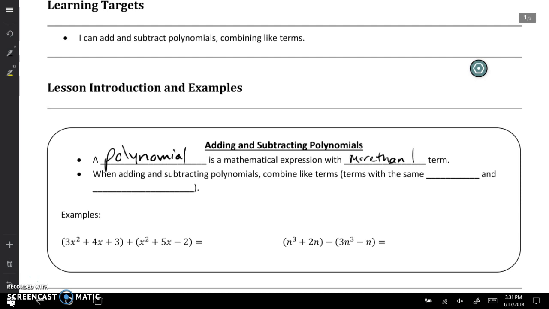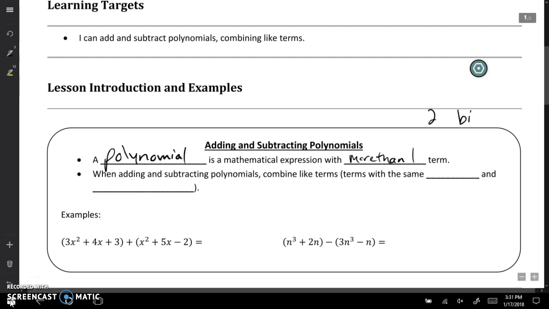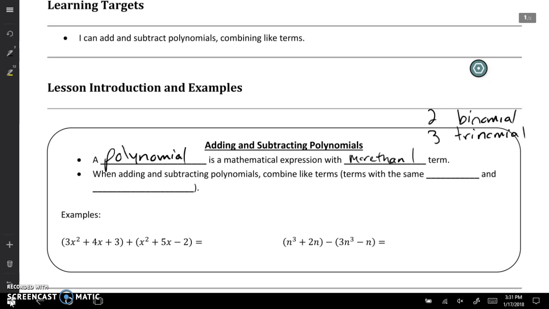Something with two terms is called a binomial. Three terms is called a trinomial. They're just the more specific names. Now when adding and subtracting polynomials, the way we're going to do it is we're just going to combine like terms, just like you guys have been doing for a couple of years.